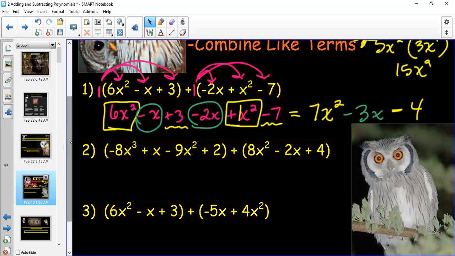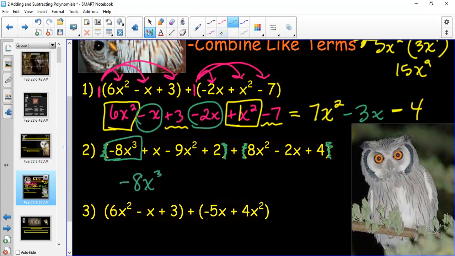All right, let's do the same thing on number 2, except I'm not going to rewrite everything since I can just imagine in my head that those parentheses go away. I want to again put them in standard form. So start with the highest exponent, which was to the 3rd power, so negative x to the 3rd. I'm going to combine that with my squared terms. So I have a negative 9x squared and a positive 8x squared. That gives me negative 1x squared, or negative x squared.